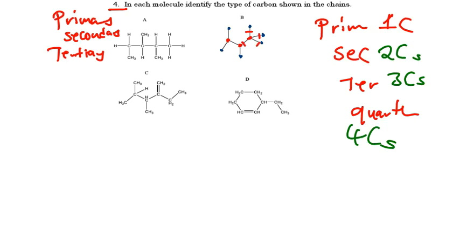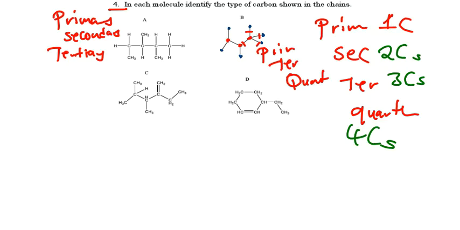So you can see that in B you have all the 3. We don't have the secondary one, do we? I can't see any carbon that's connected to 2. So in B you only have primary, tertiary, and quaternary.